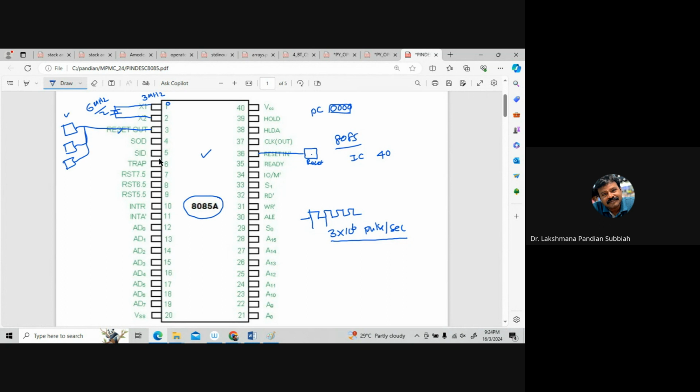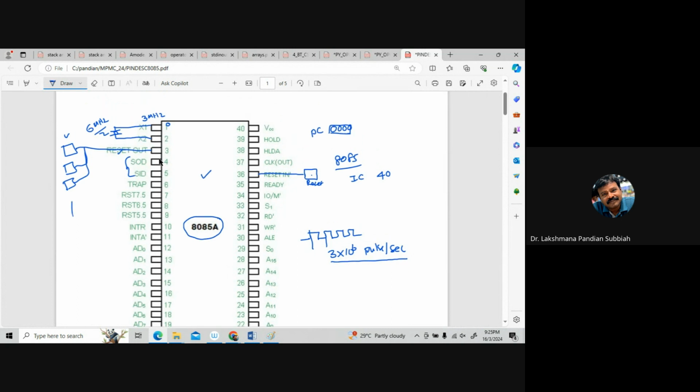Next are serial out data and serial in data. These two pins are used if you have another microprocessor. Here we have another 8085 microprocessor with serial out SOD and SID. This SOD is connected with SID, and this SID is connected with SOD. Then these two processors can communicate. So IC to IC communication can go through serial communication.